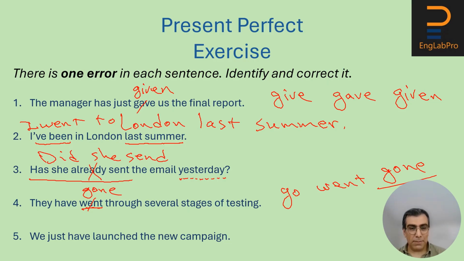And the last one, we just have launched the new campaign. What's wrong with this? I think this is simple. We said that when we have the word just, it means a very short time ago. And then it should be used between have or has and the past participle. So just here is wrong. We should say we have just launched the new campaign.